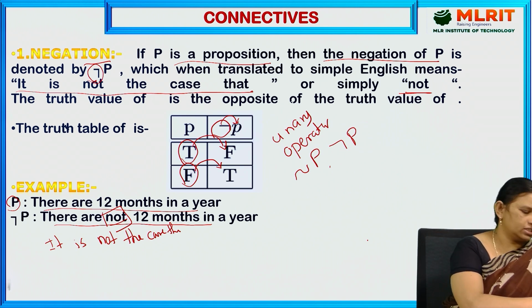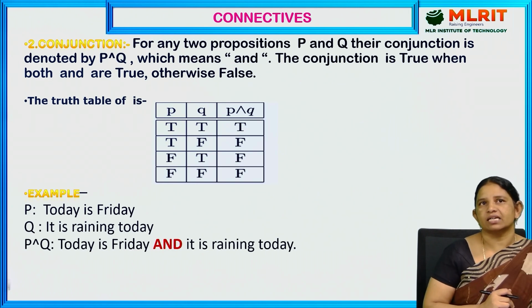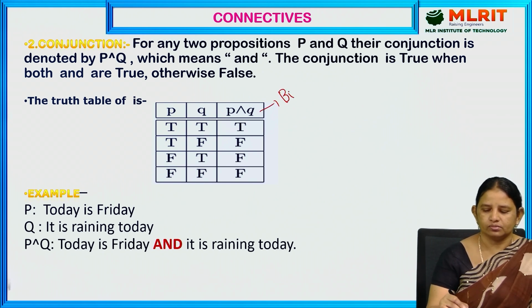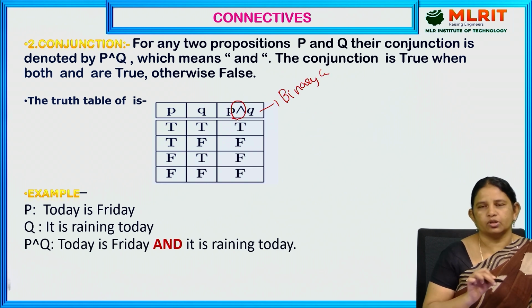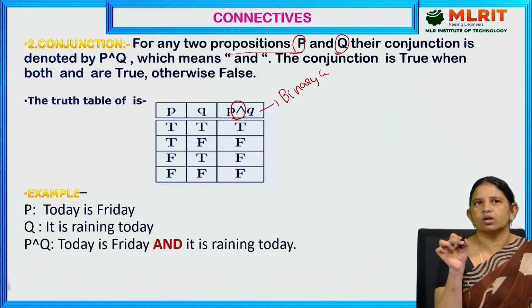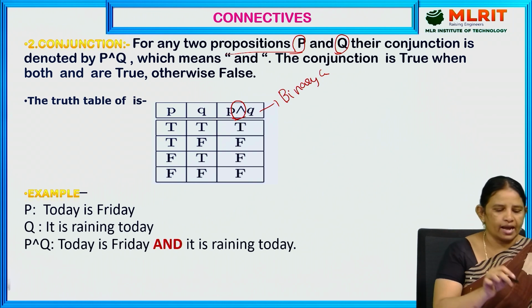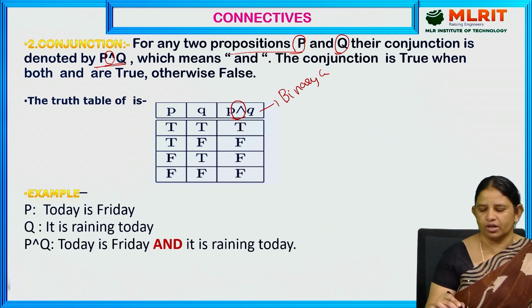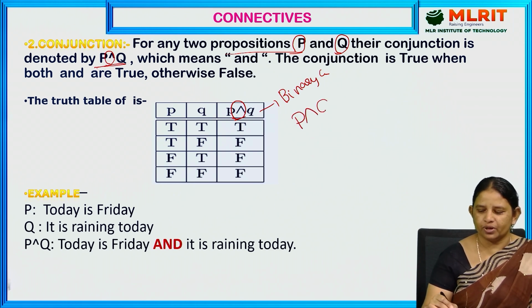Coming to the second logical connective, called conjunction. Conjunction is a binary connective, because to connect 2 propositions, we use conjunction. What is the definition of conjunction? For any 2 propositions P and Q, this is denoted as P ∧ Q. This symbol is called a caret symbol, denoting the conjunction.